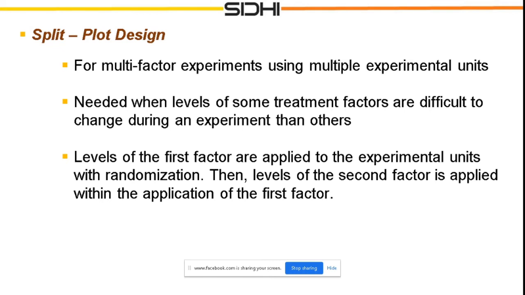So the levels of the first factor are applied to the experimental units with randomization. So first, you have to apply the factor in a random order. Okay? The treatments of factor 1 cannot be in sequence, clumped together. Okay? Then the levels of the second factor is applied within your first factor. So then your replications and randomization of the second factor is within your first factor.